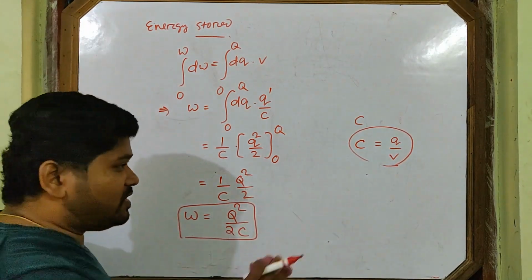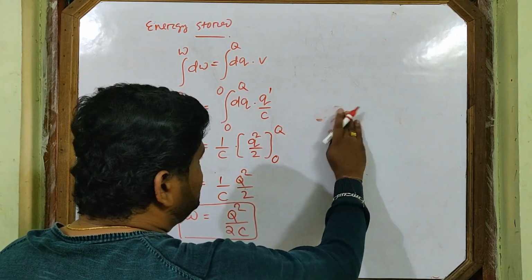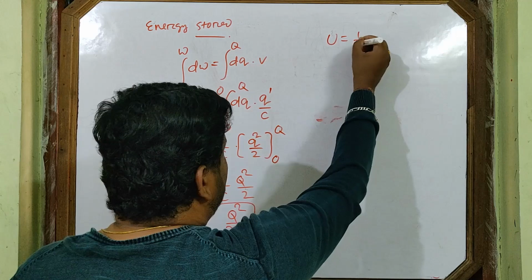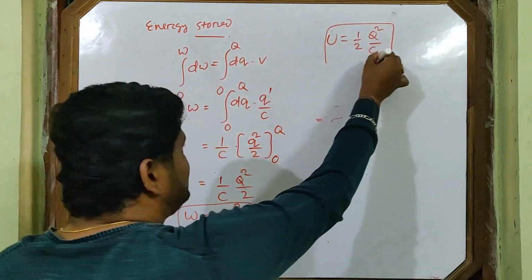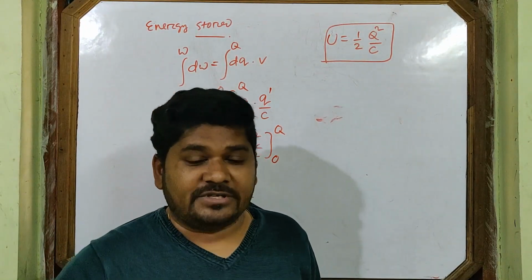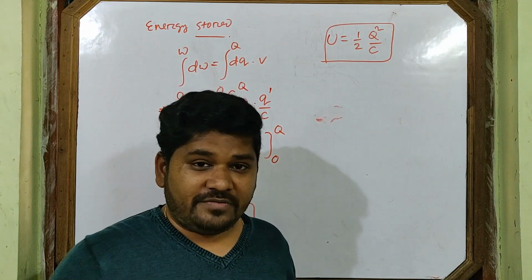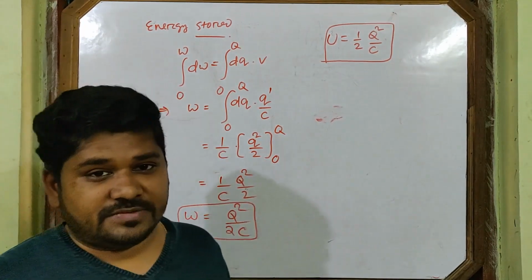That much amount of work done is stored in the form of potential energy. So potential energy here, U is equal to half Q square by C. This is the potential energy stored in the capacitor in the form of electric potential energy in the space between the two plates of the capacitor.